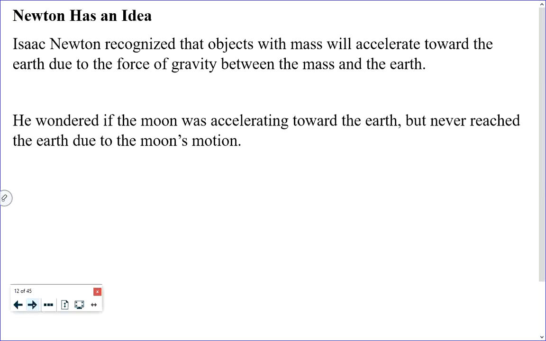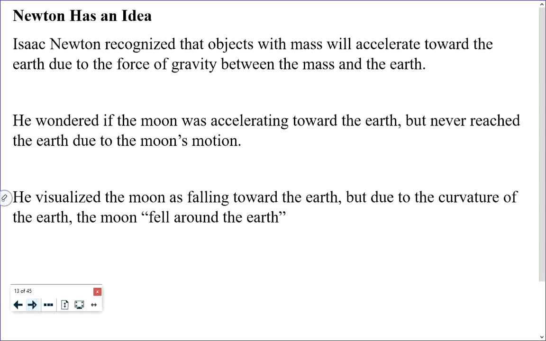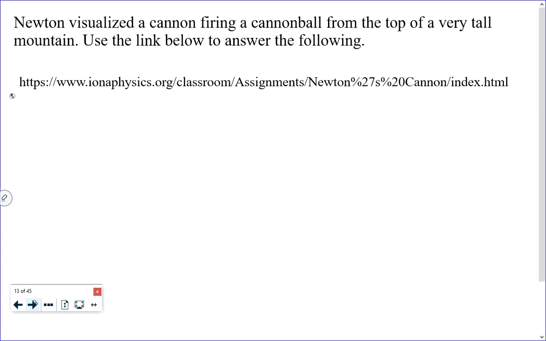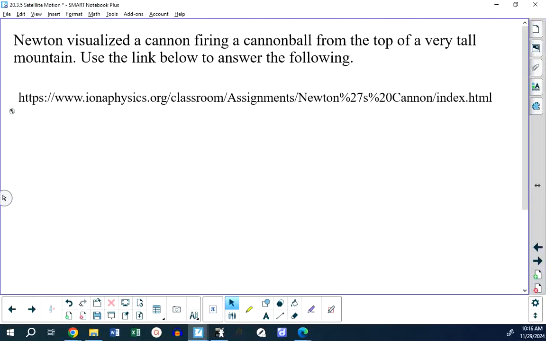If the moon is accelerating to the Earth but never reached the Earth, maybe it's because it's moving with such a path that the distance it falls matches how much the Earth curves downward away from its motion. And this is a thought experiment that he had. He visualized the moon as falling towards the Earth but falling around the Earth. It's a pretty weird thing to visualize. So I have an animation we're going to look at.